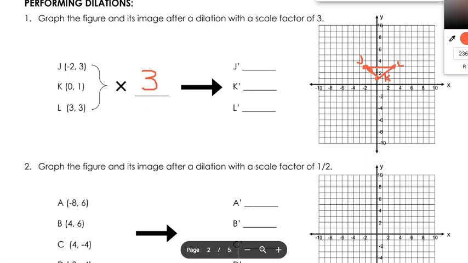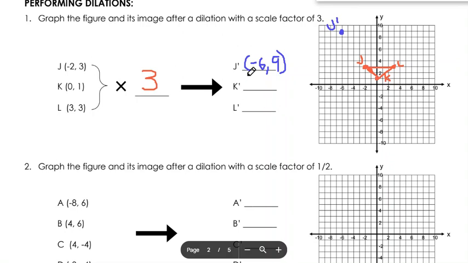So let me change the colors, that way we can put our new dilation on there. All right, so that means I'm going to take each point and multiply it by 3. So -2 times 3 would be -6. 3 times 3 would be 9. So that is my J prime, my new J. So -6, 9. I go over -6, I go up to 9, and I put a point. That's J prime.